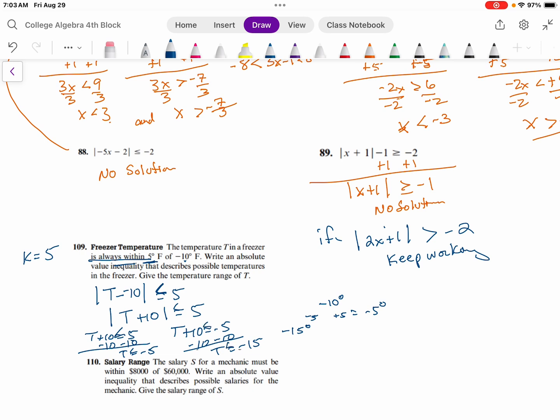Because otherwise, if we use the other one, then it could be greater than it, which will be pointing away. It'd be doing like an OR graph is what ends up happening. We want to be between those two numbers. Whereas if we use this symbol, then it's saying it's everything below negative 15 and everything greater than negative 5 degrees. So that's why we didn't use that symbol.